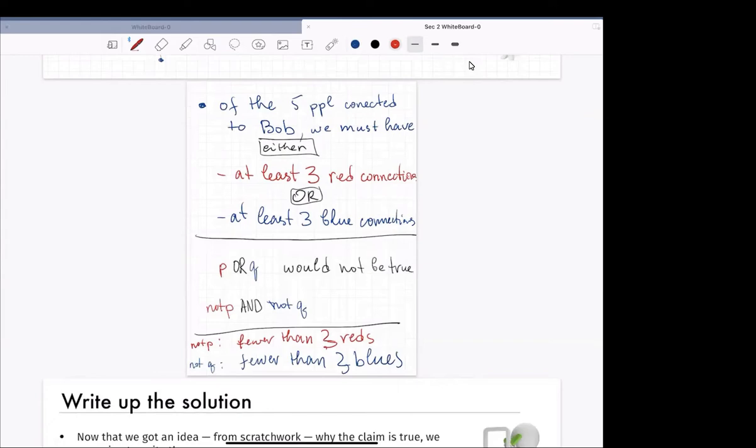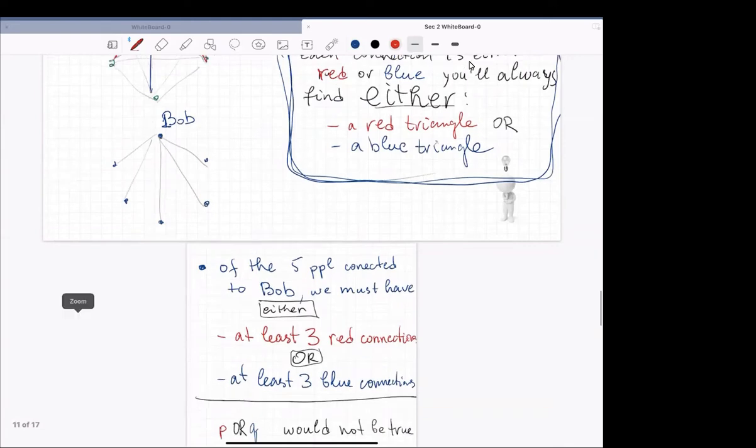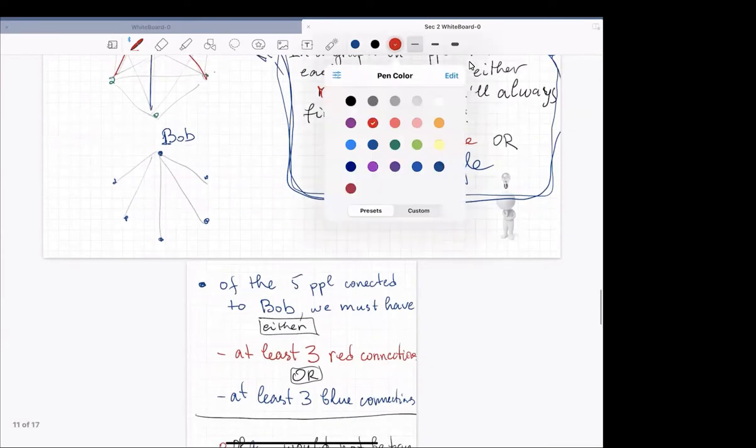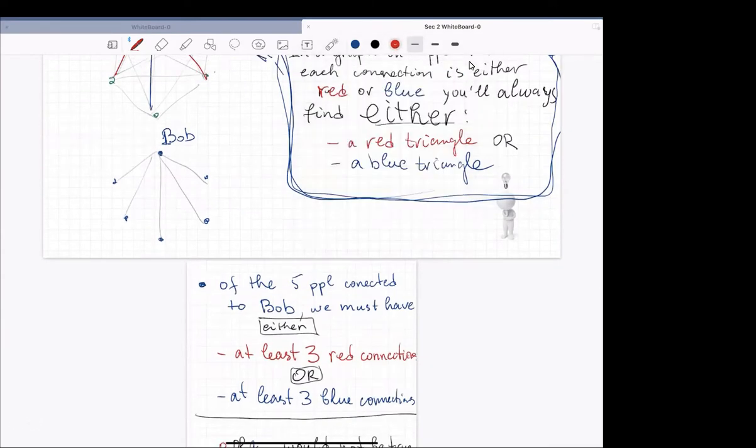Then you just simply don't have 5 total connections because every connection is either red or blue, right? Agreed? Are we on the same page here? Let's make sure that we're on the same page. So from Bob, I definitely have either 3 reds or 3 blues.